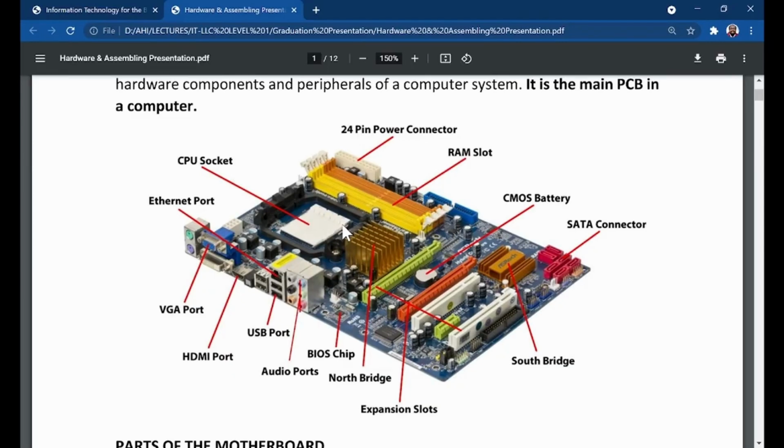Because a CPU socket is holding the most important component of computers, which is the microprocessor or the central processing unit. Inside this CPU socket is where the CPU is fixed, placed or housed. This is where the CPU sits. Right now there's no CPU, but this is a CPU socket. Do you understand? So this thing is called a socket, and it's a socket for the CPU.